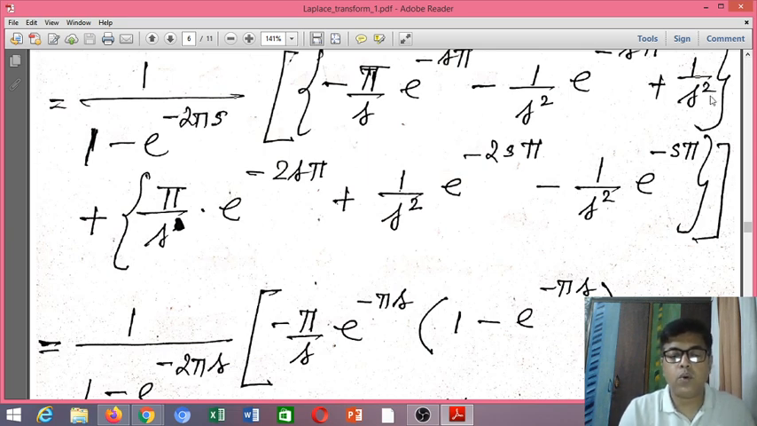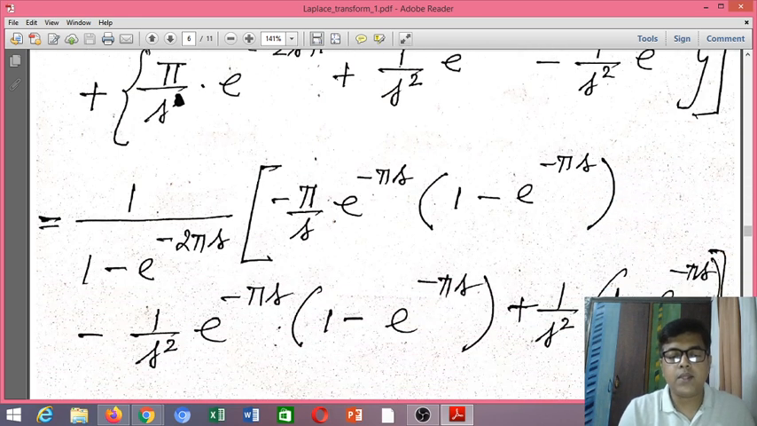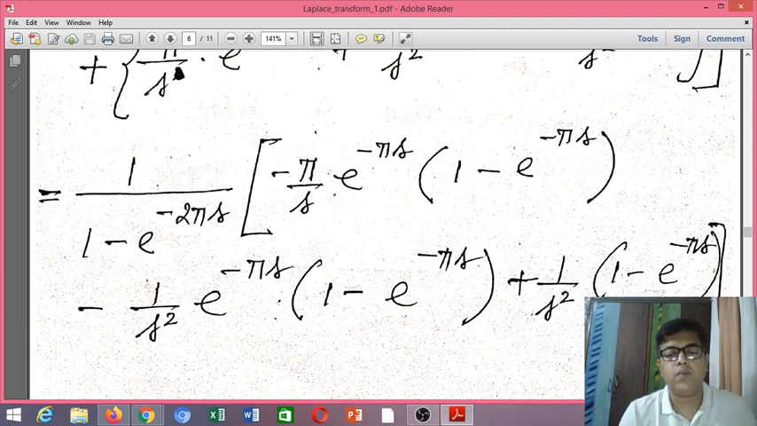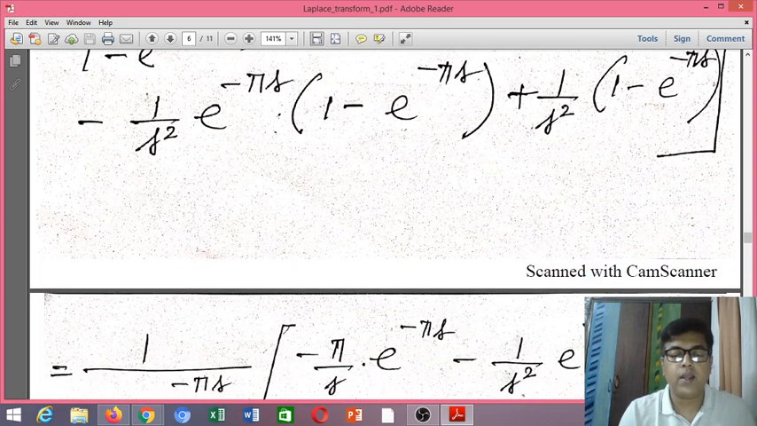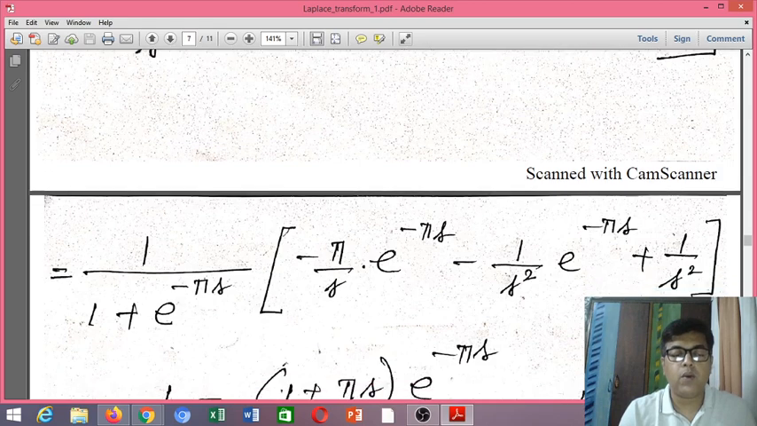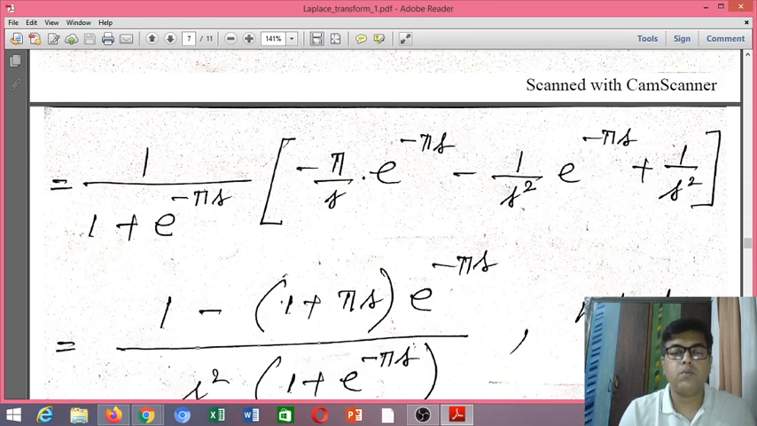Then we take minus 1 by s square into e to the power minus pi s common, and we get 1 minus e to the power minus pi s. And finally, if we take 1 by s square common from the two leftover terms, you get 1 minus e to the power minus pi s. So overall, 1 minus e to the power minus pi s is common, and you are left with something like this: 1 by 1 plus e to the power minus pi s into (pi minus s), minus pi by s into e to the power minus pi s, minus 1 by s square e to the power minus pi s, plus 1 by s square.